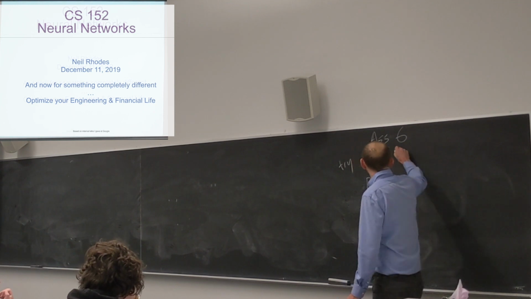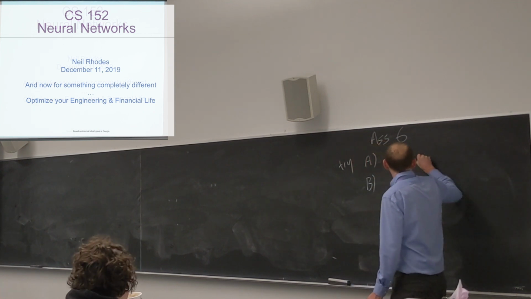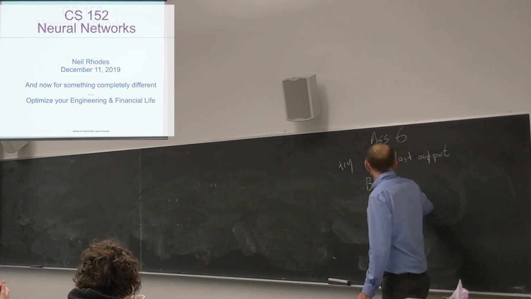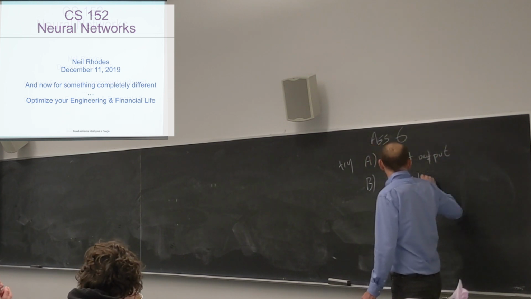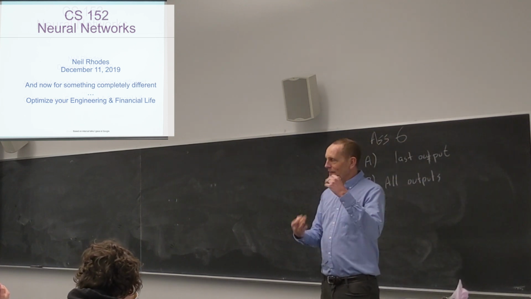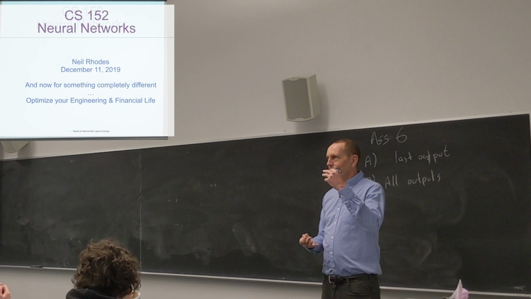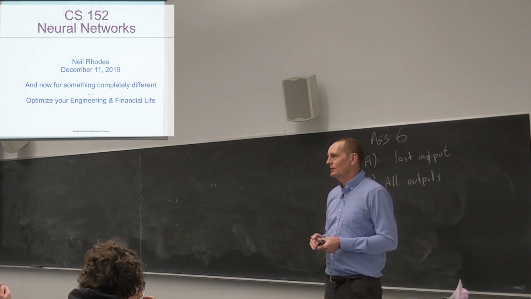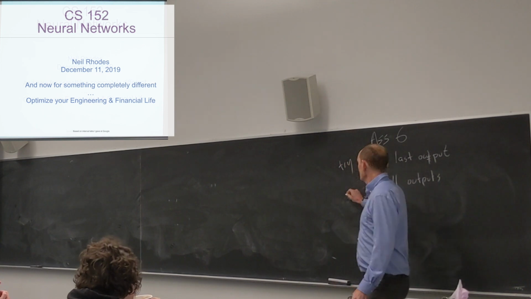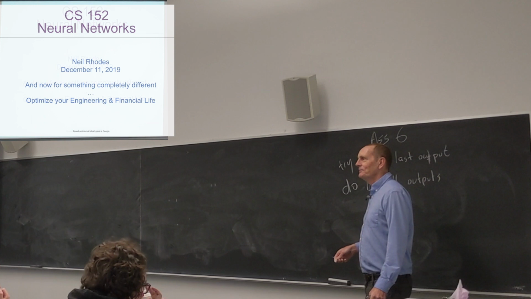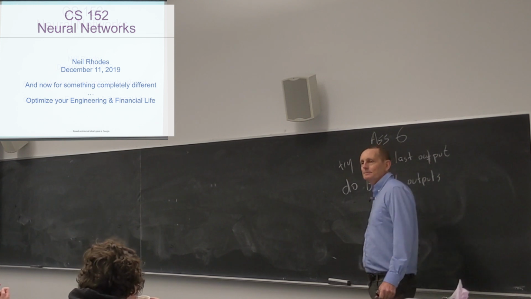B, so this is the last output. And B is all outputs. So you're comparing y1 against y1 hat, y2 against y2 hat, y3 against y3 hat, and so on. And you find it trains much, much quicker. So A is try, B is do. Document both of them. Does that make sense? Okay.